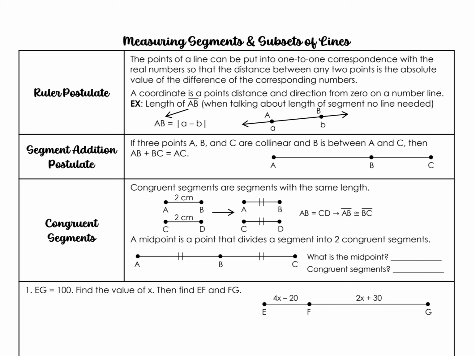This lesson is going to go over measuring segments and subsets of lines. Okay, so starting off, we have our ruler postulate. The points of a line can be put into one-to-one correspondence with the real numbers so that the distance between any 2 points is the absolute value of the difference of the corresponding numbers.